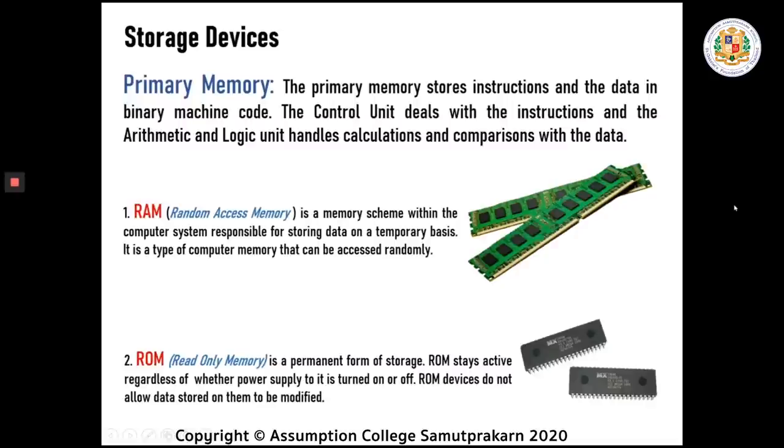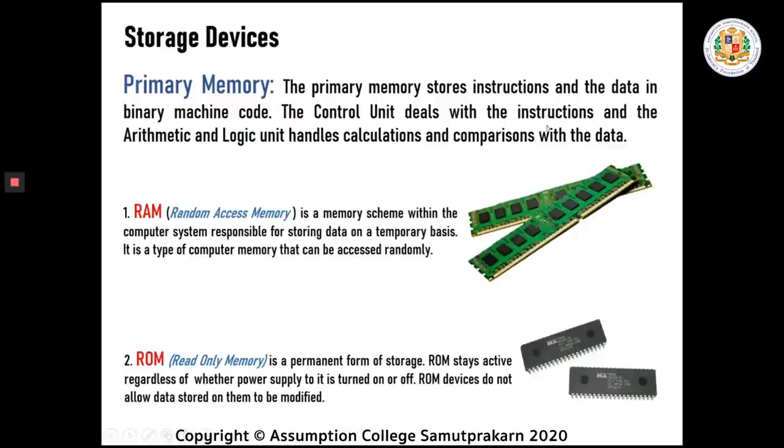Okay, in storage device, we have two parts. We have first, primary memory. Primary. What is the meaning of primary? It's the first memory. Once you open the computer, it is the first memory that will be accessed by your processor. Okay, the primary memory stores instruction and the data in binary machine code. So we will study it also, the binary. What is the binary machine code? The control unit deals with the instruction and the arithmetic logic unit handles calculation and comparison with the data.